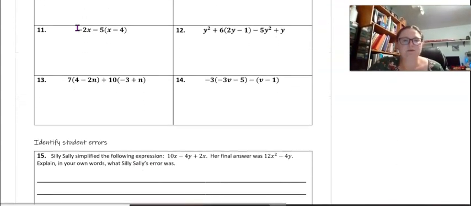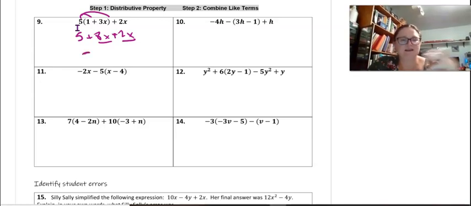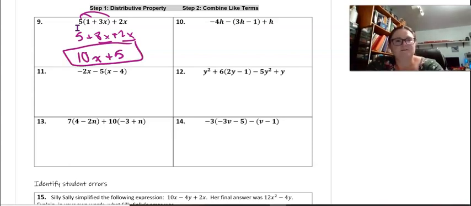Okay, so the last couple problems are just practice distributing and combining like terms. So for number 9, hopefully you started by distributing 5 to the 1 and the 3x. So you're going to have 5 plus 8x plus 2x. Just carry straight down because you don't have any multiplication there. And then we have 8x and 2x are like terms. So you should end up with 10x plus 5.